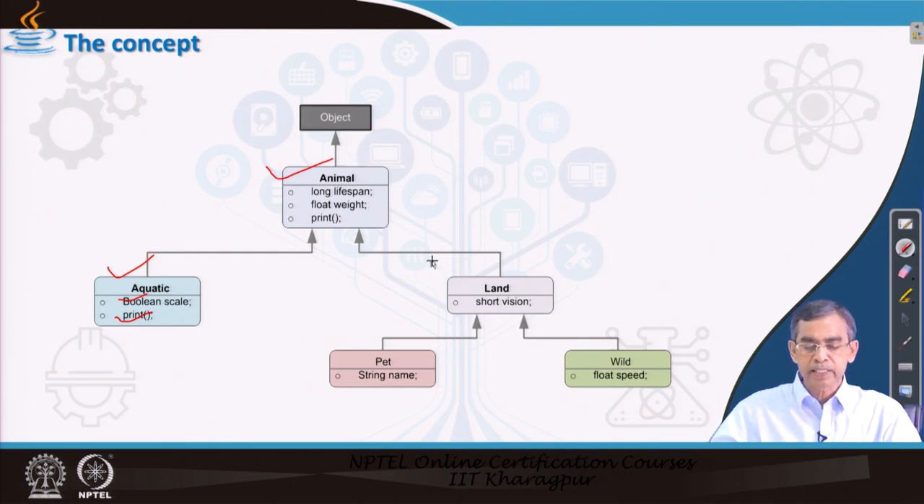Another subclass of the class Animal is Land. It does not have any print method. This means this print method is bound to it, and this is the only one field there. Now, similarly, Land has its own two subclasses, namely Pet and Wild. It has arguments, the field is a string name and the speed. So, this is a simple class hierarchy where the different classes are there.